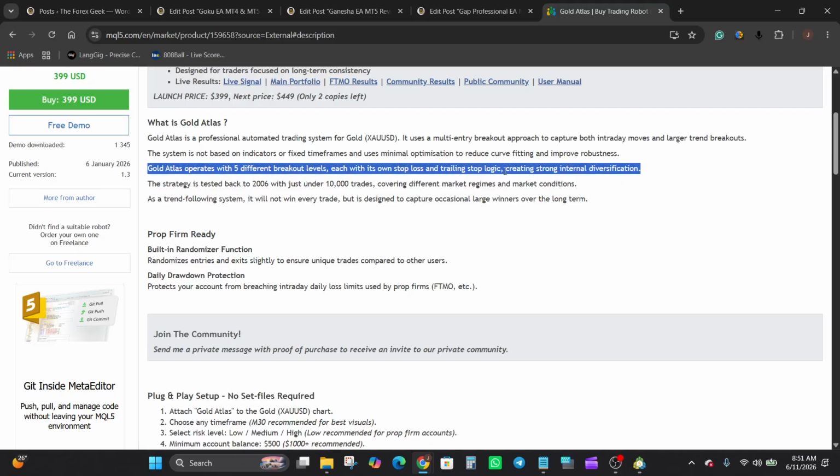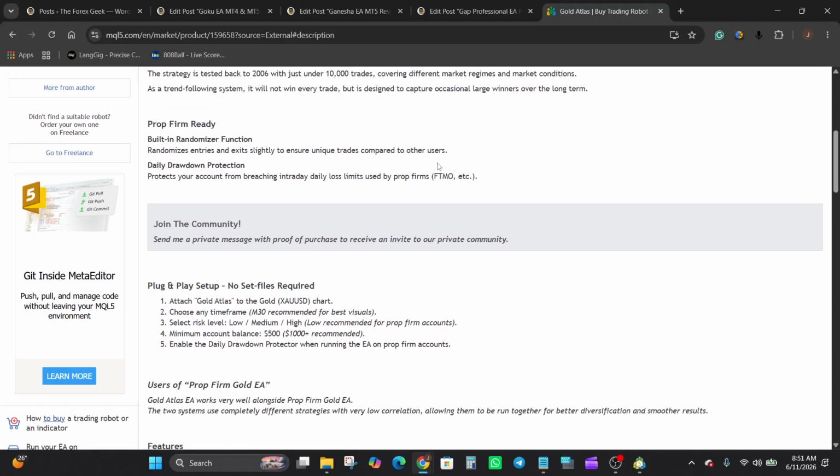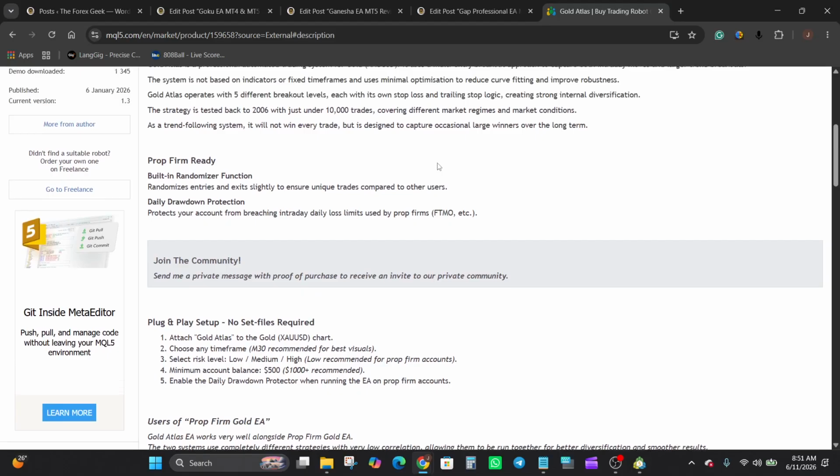So rather than one fixed trade idea, it is more like multiple layers working together depending on how the market develops. Another important point is the focus on diversification inside the strategy itself. So each breakout level behaves slightly differently, which is meant to reduce dependency on a single market condition. Scrolling further, I can see features like built-in daily drawdown protection, and this is specifically designed for prop firm environments where intraday loss limits are very strict. So the EA is trying to help avoid breaching those limits.